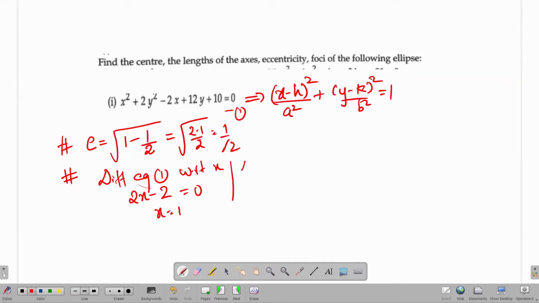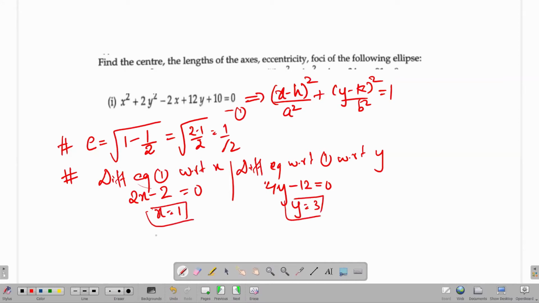And further, again I have to differentiate this equation 1 with respect to y, taking x as a constant. So what we get, derivative is here 0, here I get 4y, here I get 0, here I get 12 and here I get 0. So this is 4y minus 12 equal to 0. So y is here 3. So now my center is here 1, 3.